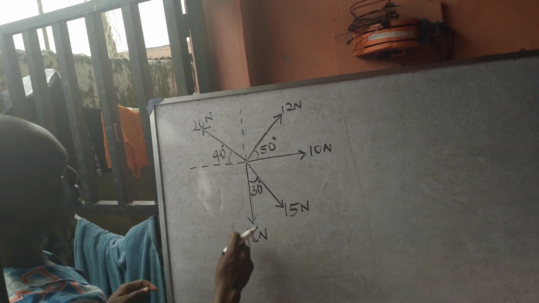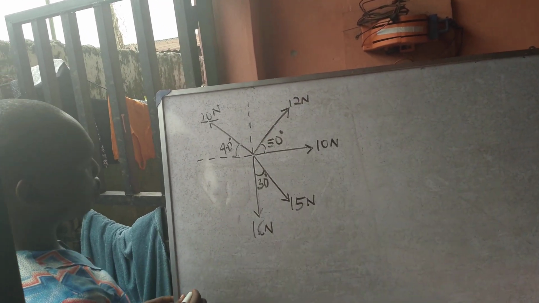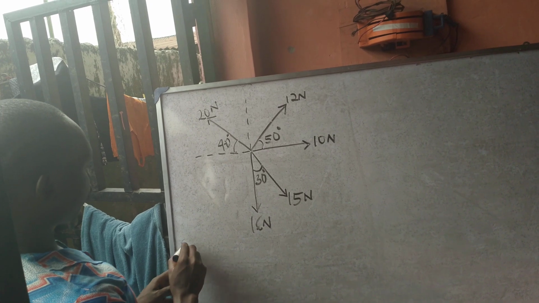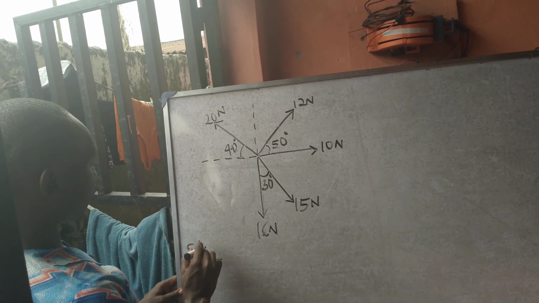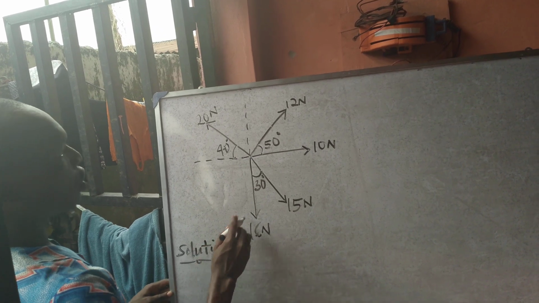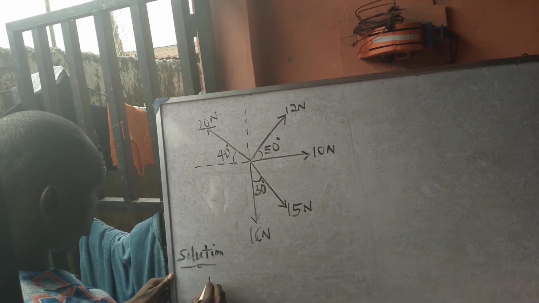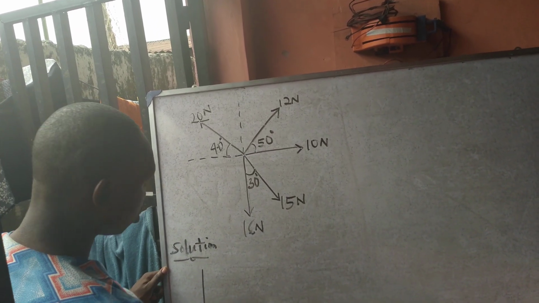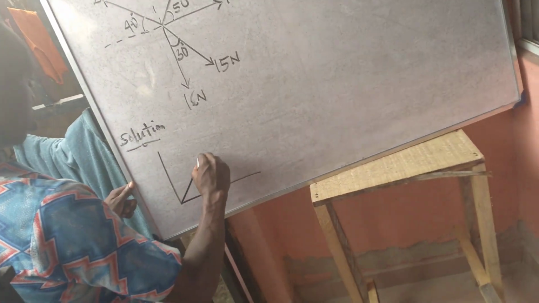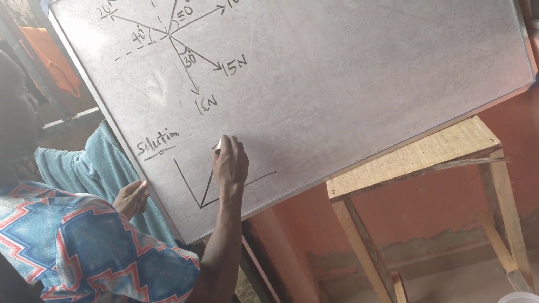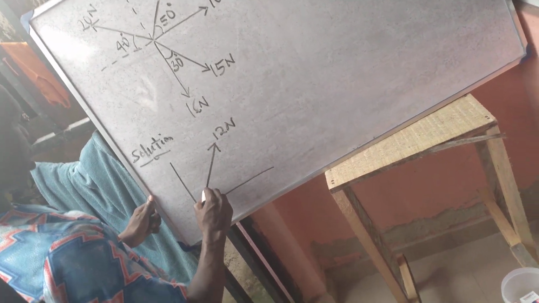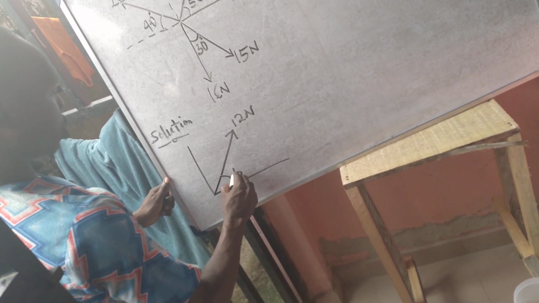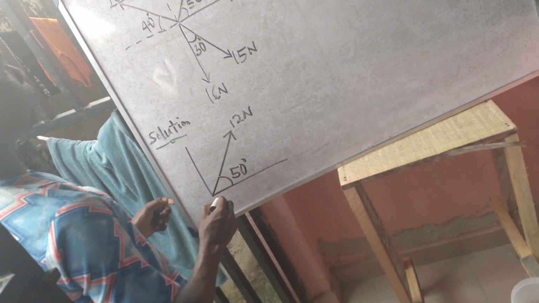Now we are going to start with the 12 Newton force. Starting with the 12 Newton force, we take this portion out. You have 12 Newton and an angle of 50 degrees towards the horizontal.